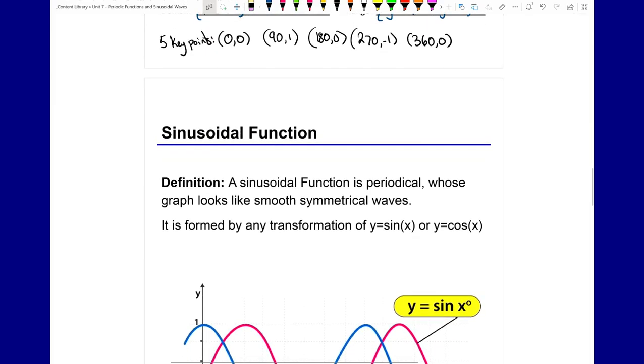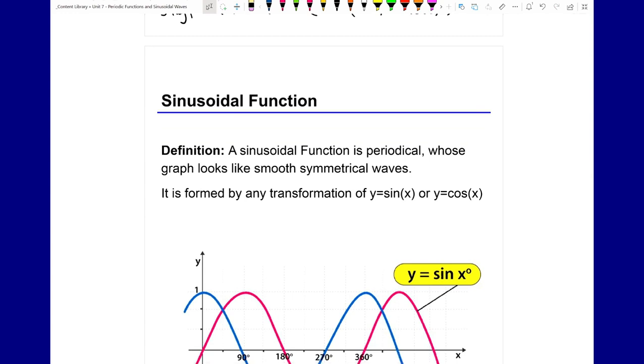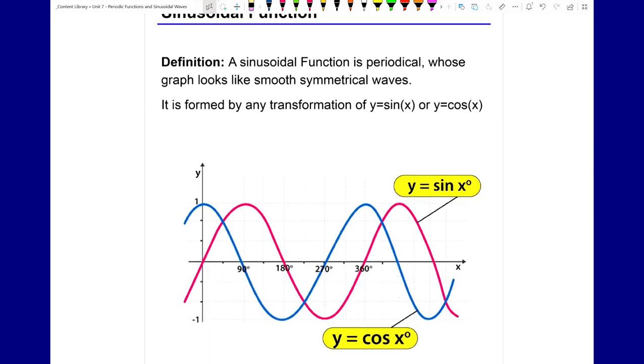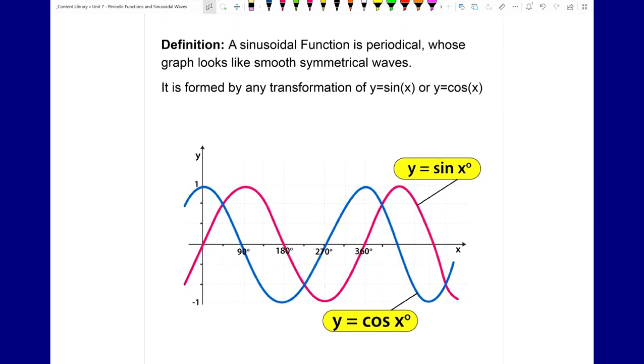So the sinusoidal function is what we just looked at. It is periodic, meaning it repeats, right? It has a repetition of y values, whose graph is also smooth and symmetrical waves. So we call this a sine wave, right? Because it does look like a wave. And it can also be done with a cosine function as well. So we can have a periodic function called the cosine wave. They are slightly different, but they are very similar as well, as you can see here in this diagram. We're only going to be focusing on the sine wave though in this course.